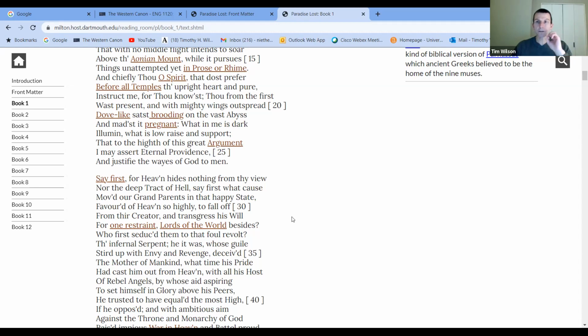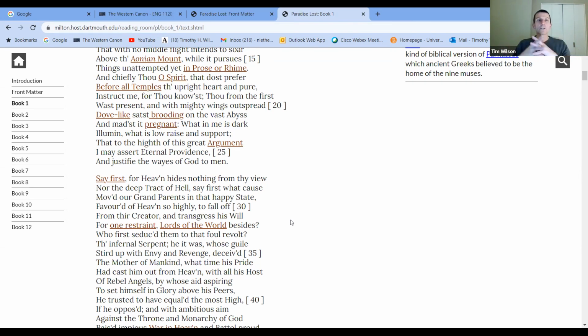Again, very parallel to the other epics, right? What cause moved our grandparents, so Adam and Eve, in that happy state, they were in this blissful Eden, favored of heaven so highly, to fall off? Why were they in that happy state, favored of heaven? What caused them to fall off from their creator and transgress his will? For one restraint, lords of the world besides. For other than that one rule, they had a world of choice.